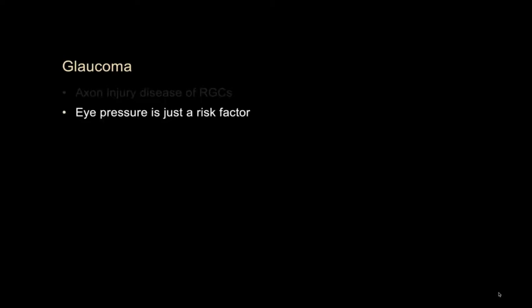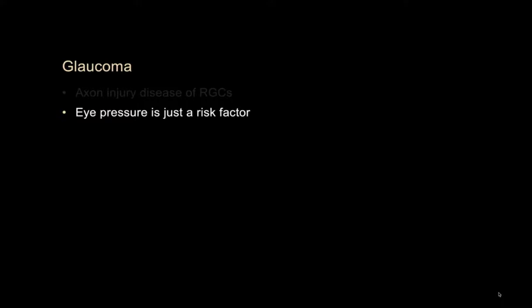In summary, glaucoma is an axon injury disease of retinal ganglion cells, and the only treatment is to lower eye pressure. And it's interesting, right, because I give this introduction to glaucoma, there really is very little mention of eye pressure. Almost 50% of patients never have an elevated eye pressure, and the reason it's so central to glaucoma therapy is simply because it is our only modifiable risk factor.